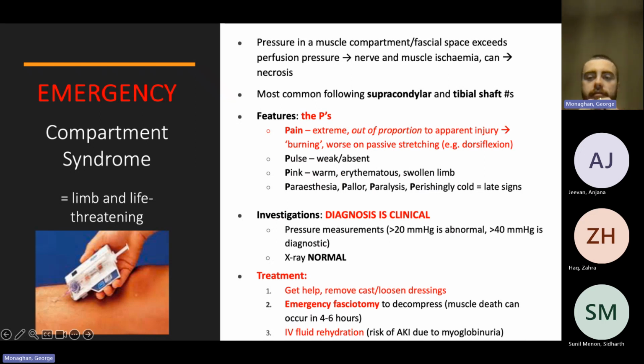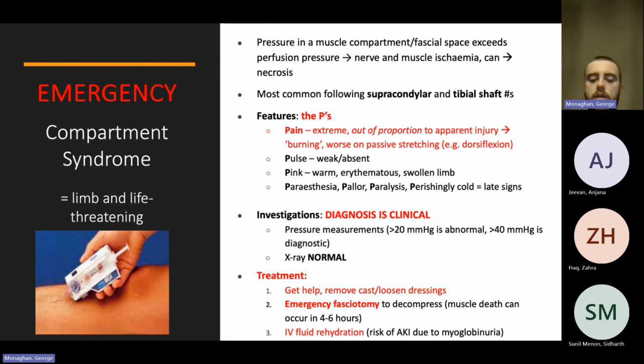So if this comes up in a question and it says they have a cast on, your first port of call, you always say get help, but it will be to loosen the dressings or remove the plaster cast, because you need to reduce the pressure in that area. And then after we've done that, they need to go to surgery for an emergency fasciotomy, and that's to decompress the area.